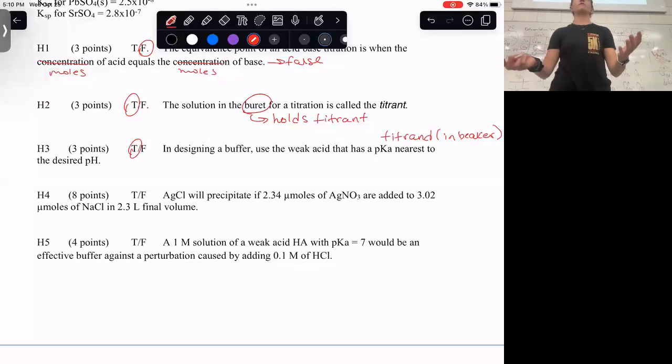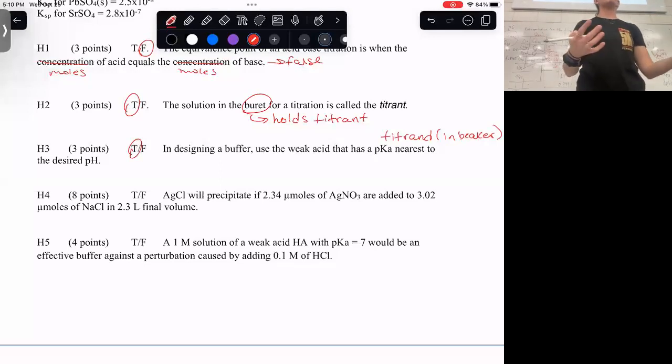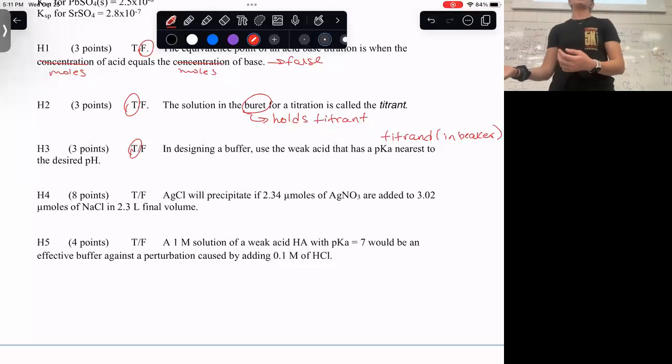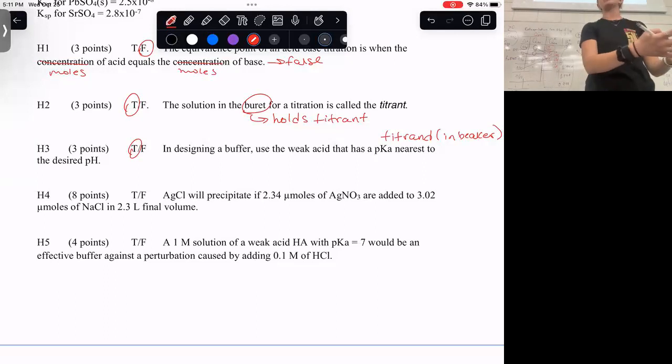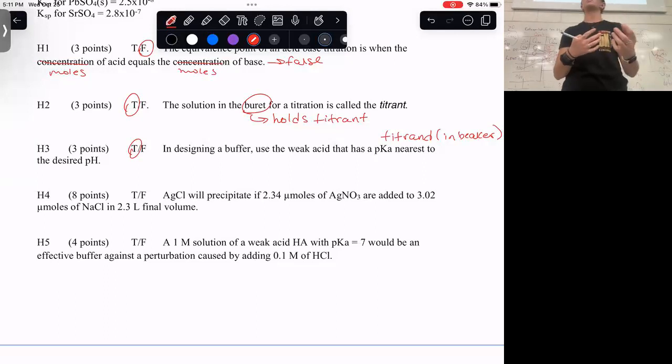The whole point of a buffer is, for lack of a better word, to buffer your solution. So if you add a little bit more base, there's acid in that buffer solution to combat the base that you added. Similarly, if you add more acid, there's base in there to combat that as well. So you can add a little bit more acid or base, and your pH will stay relatively the same.